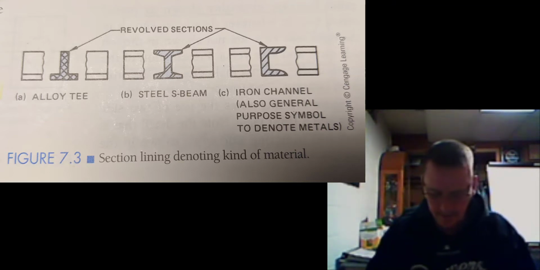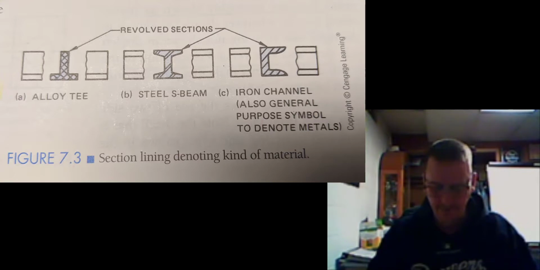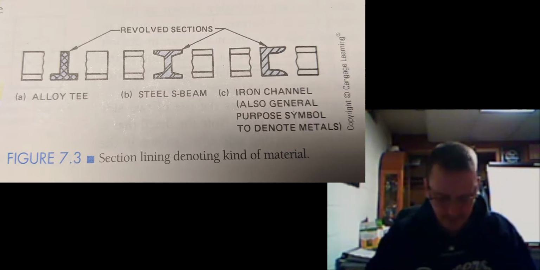We started a little bit with revolved sections, but let's review them. Looking at figure 7.3 in your book on page 81, read along with me. The cross section shown for each shape is called a revolved section. Note in 7.3 that the section lines indicate the composition of the structural shape. Revolved sections will be discussed in greater length in chapter 8.